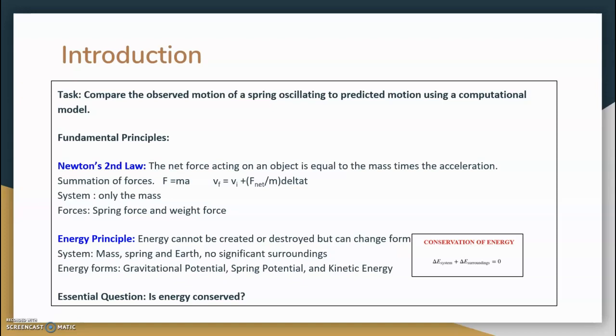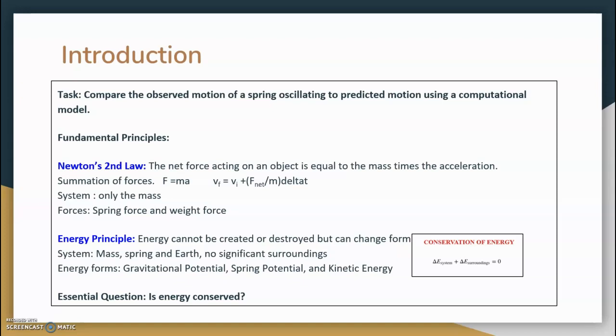The other principle, the energy principle, states that energy is not created or destroyed. When considering the energy principle, the mass to focus on is the mass of the spring and the earth, meaning that there are no significant surroundings acting on the system. This means that there is no change in energy of the surroundings, and the change in energy of the system is zero, and that is what we are focusing on.